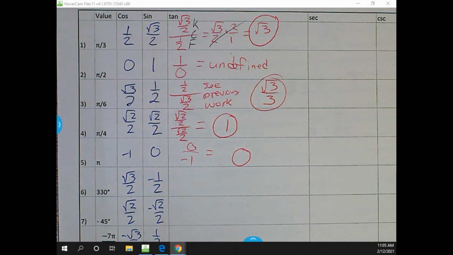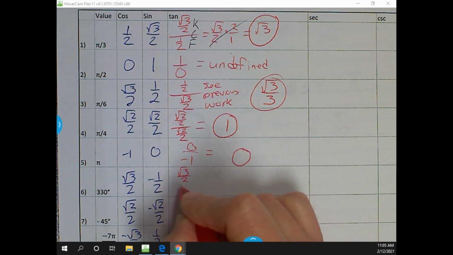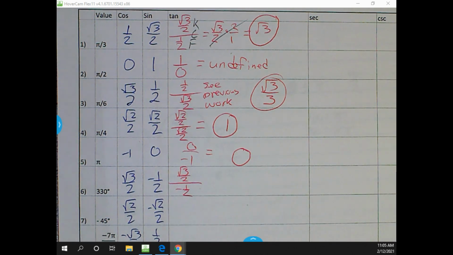Now, here's where the magic kicks in for this sheet. When we do number 6, it's square root of 3 over 2 over -1/2. And here's where I want you to see this. This is where I want you to use the sheet whenever I ask you to do any of these problems that's in the homework.